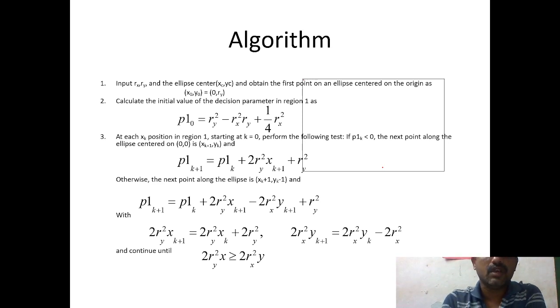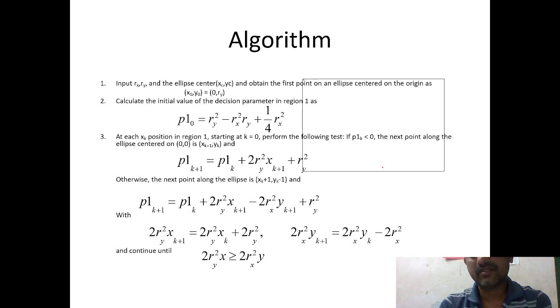Next algorithm. Input rx, ry and the ellipse center xc, yc, and obtain the first point on an ellipse centered on the origin as (x0, y0) equal to (0, ry). Calculate the initial value of the decision parameter in region 1 as p1_0 equal to ry square minus rx square ry plus 1 by 4 rx square. At each xk position in region 1, starting at k equal to 0, perform the following test.